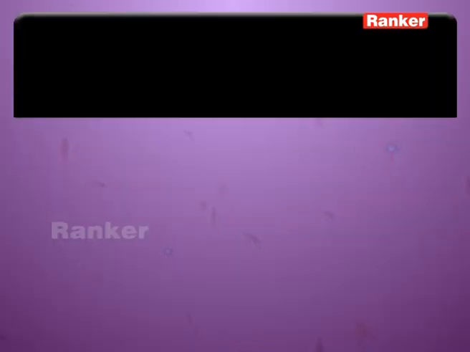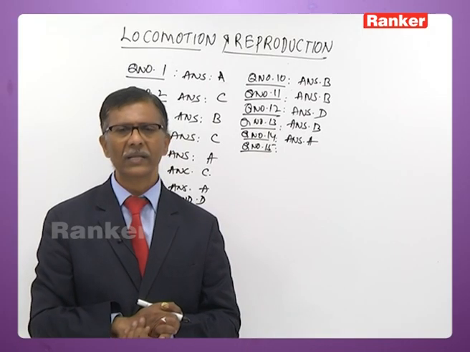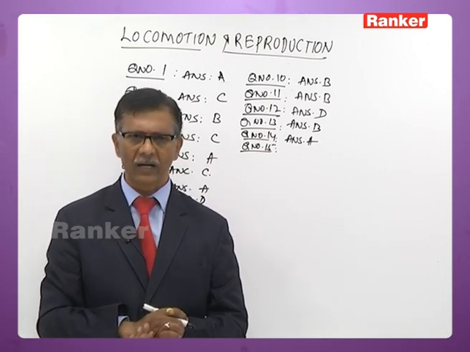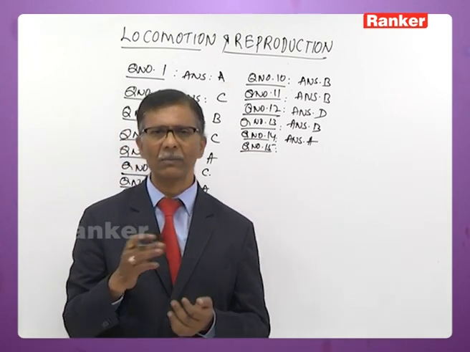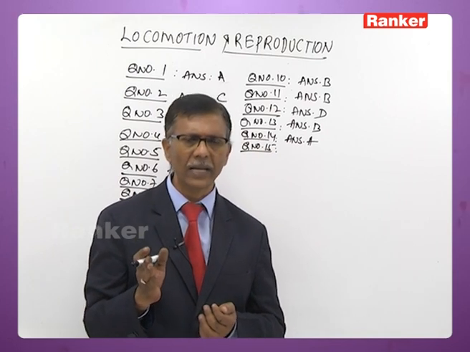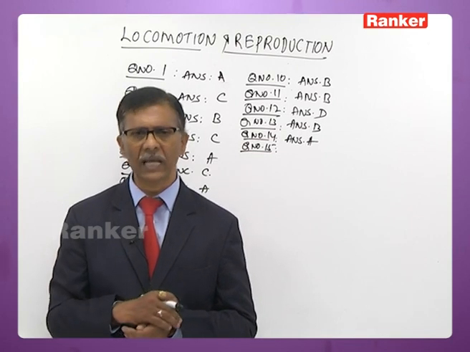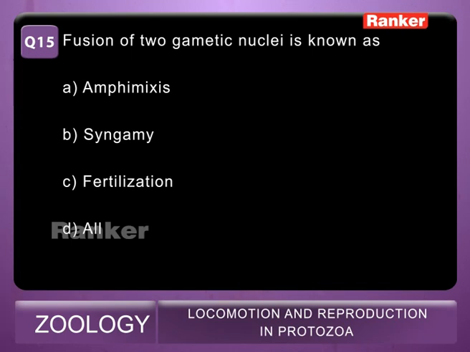Now question number 15, fusion of two gametic nuclei is known as A. amphimixis, B. syngamy, C. fertilization, D. all. Now when there is a fusion of two gametic nuclei, it is known as syngamy. Okay, it can be even called amphimixis also because there will be fusion of the gametic material of both male pronucleus and female pronucleus. So it is amphimixis, syngamy or fertilization. So the answer is D, all the above. So for question number 15, answer is D.